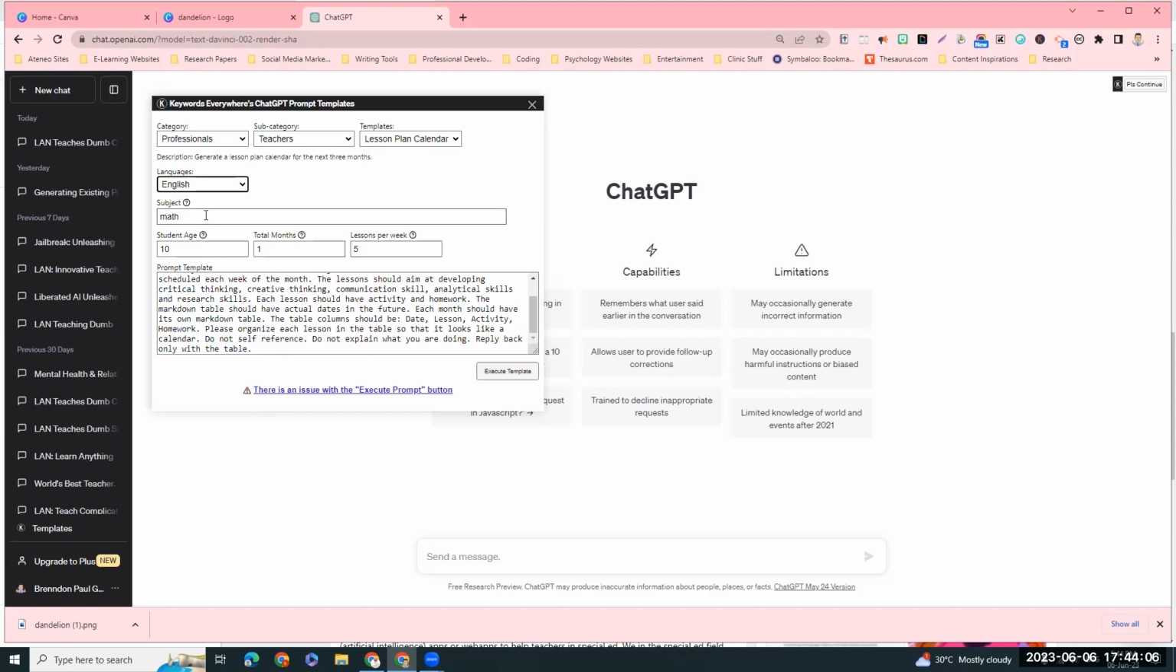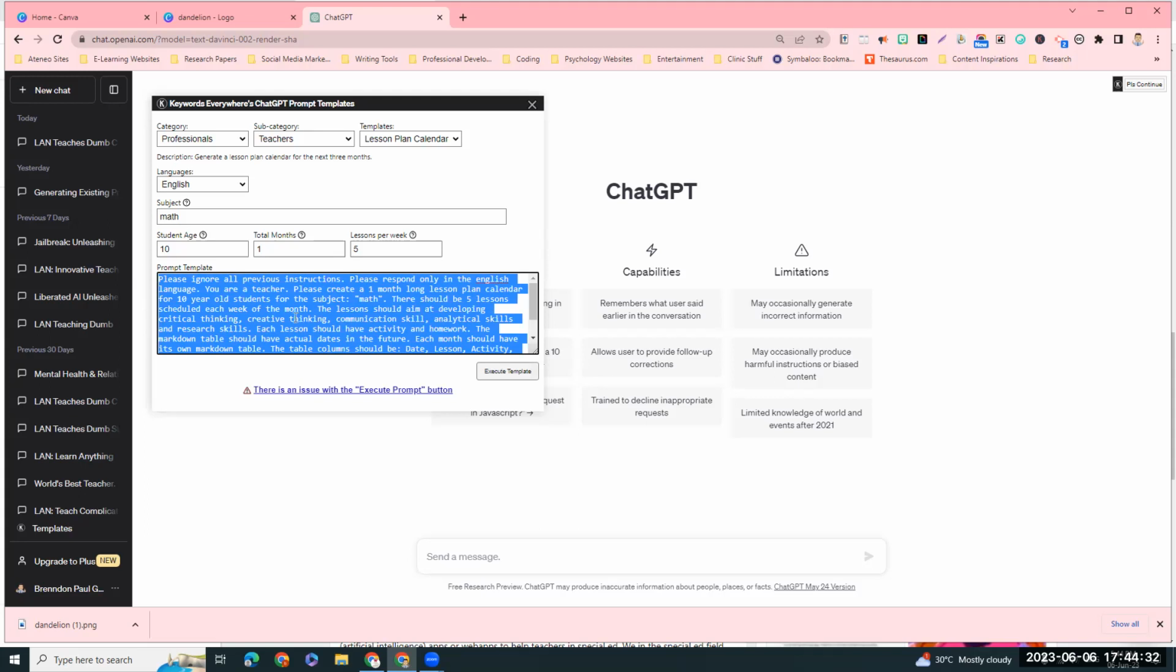Today I was playing around with the lesson plan calendar, and as you can see, you can choose the language, choose the subject, and then the age, how many months you want the lesson plans for, and how many lessons per week. And here's the prompt template. You can also see a notice that says there's an issue with the execute prompt button. So this doesn't work. What I did was I copied the entire prompt here.